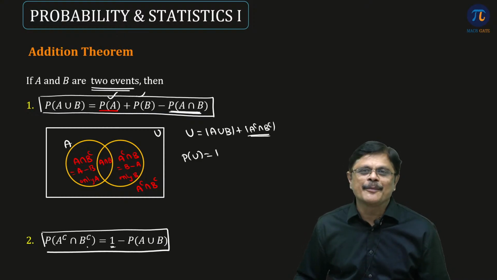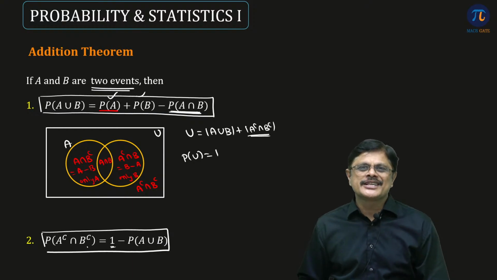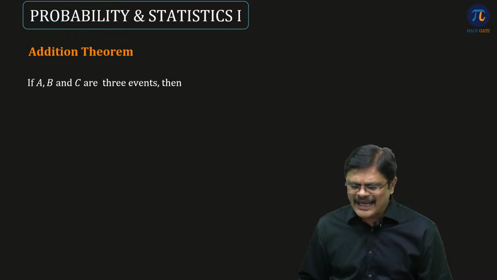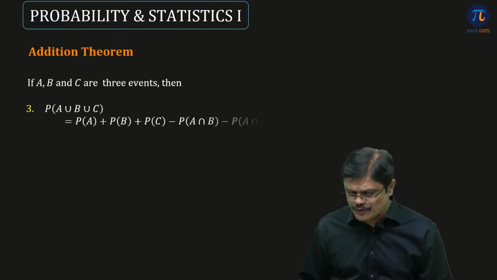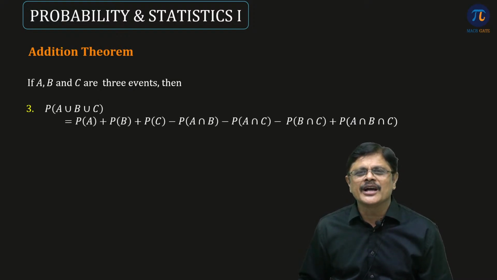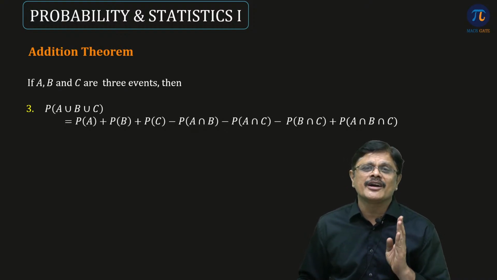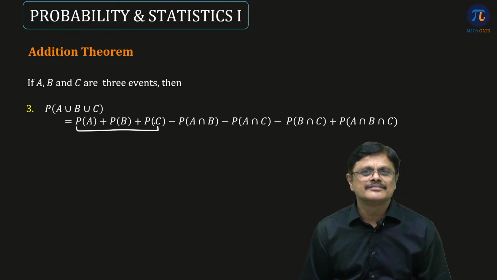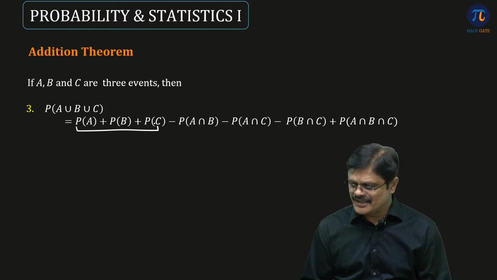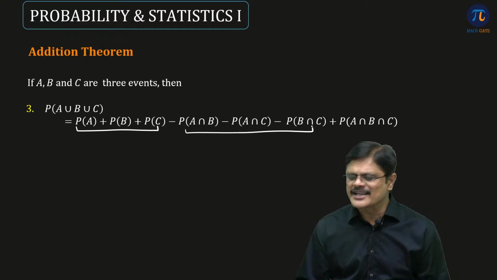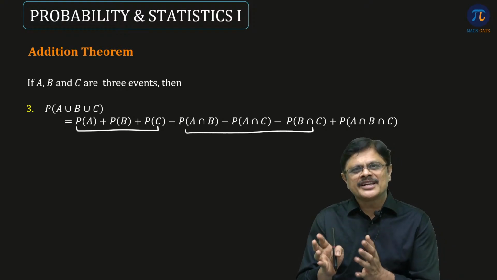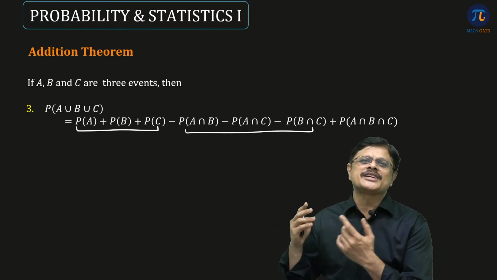And these are very important formulae. We are going to use these formulae and we are going to solve problems. Got it? And you can extend this for 3 events also. Suppose you have 3 events, probability of A union B union C is given by probability of A plus probability of B plus probability of C. So we call them 1 combinations. All 1 combinations are added. Then all 2 combinations are subtracted, then all 3 combinations are added.